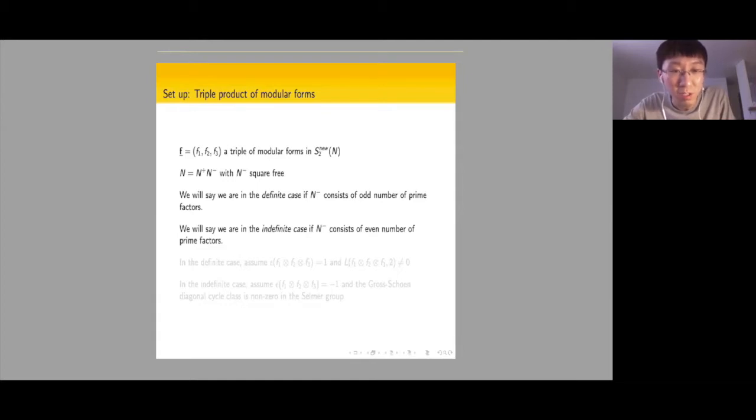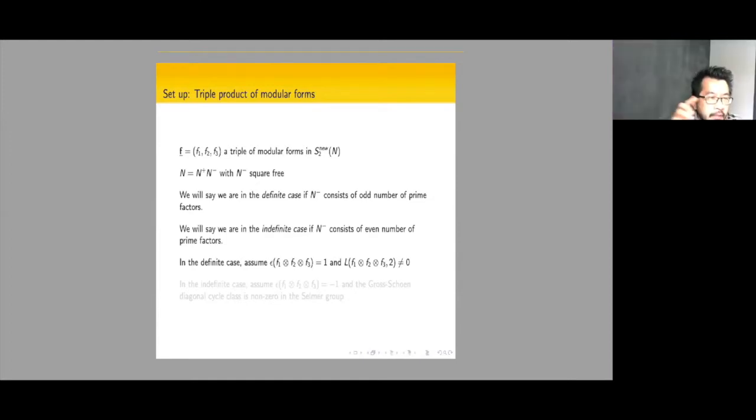This terminology comes from the fact that in the definite case, we'll use Jacquet-Langlands transfer to transfer these modular forms to modular forms on definite quaternion algebras. And in the indefinite case, we'll transfer these modular forms to modular forms on some indefinite quaternion algebra. In the definite case, we'll assume that the global root number of a certain triple product L-function is +1.